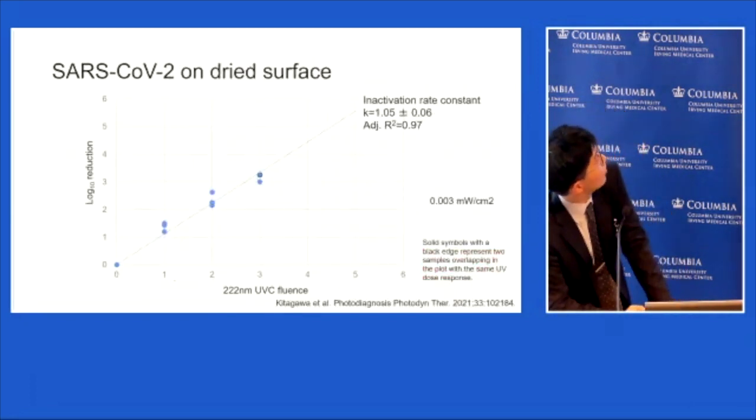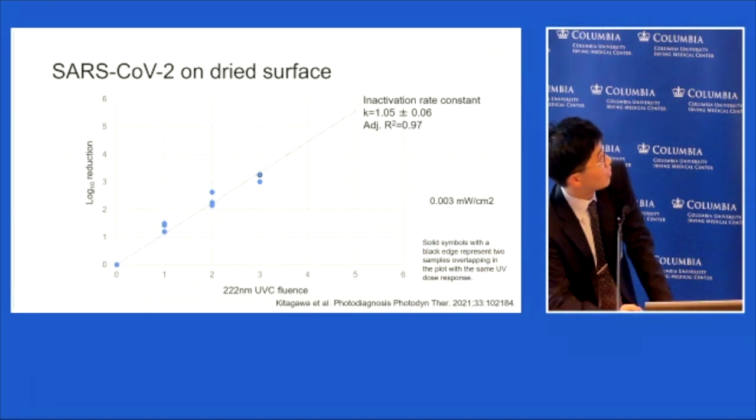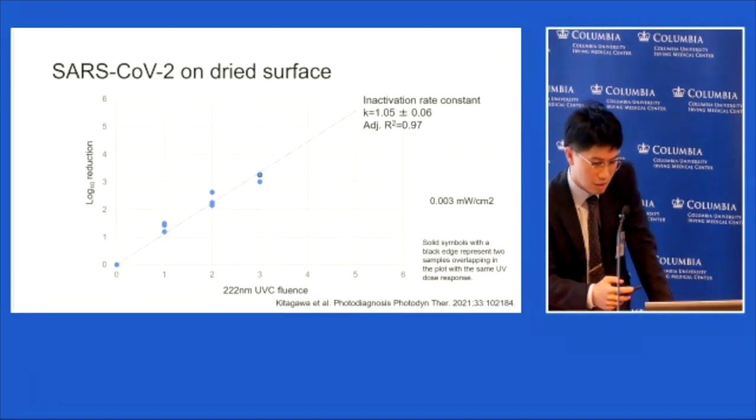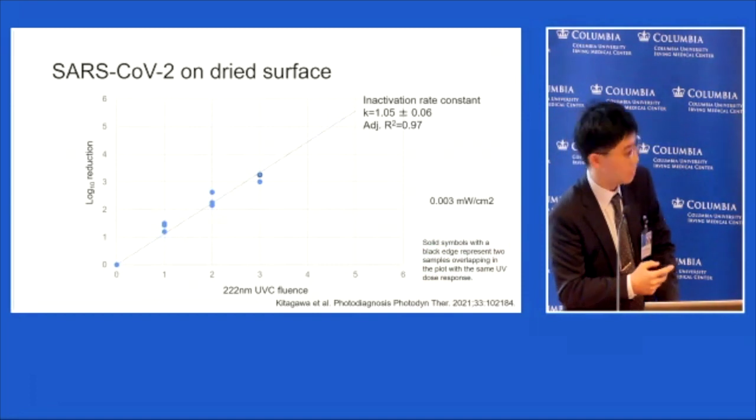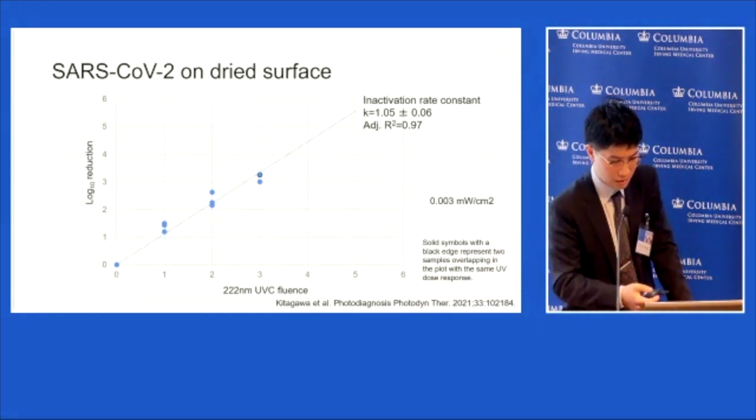This is the calculated inactivation rate constant of SARS-CoV-2 on a dry surface, based on our previous report. The K value is 1.05. It is similar to that of aerosolized SARS-CoV-2 and SARS-CoV-2 in solutions.